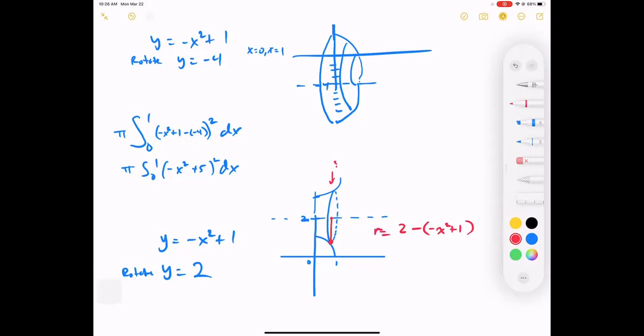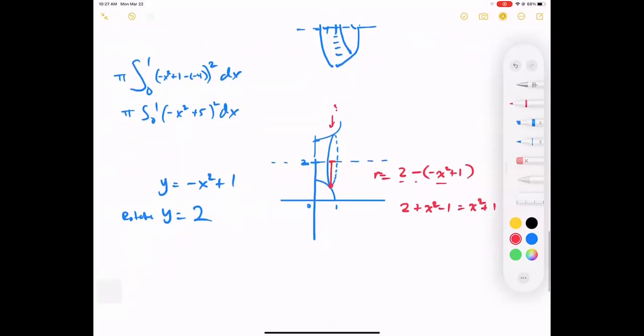Okay, so take a look at what I just did here. I said upper minus lower. The reason why we want that positive number, right? So upper is 2 minus the lower, which is the function. So upper minus lower gives us 2 plus x squared minus 1, which gives us x squared plus 1. So we have our formula: 0 to 1, pi on the outside, x squared plus 1 squared dx.